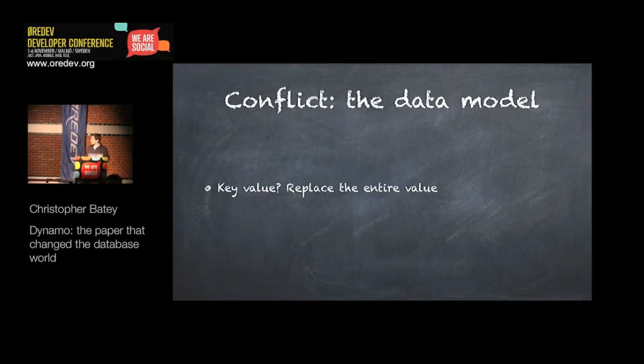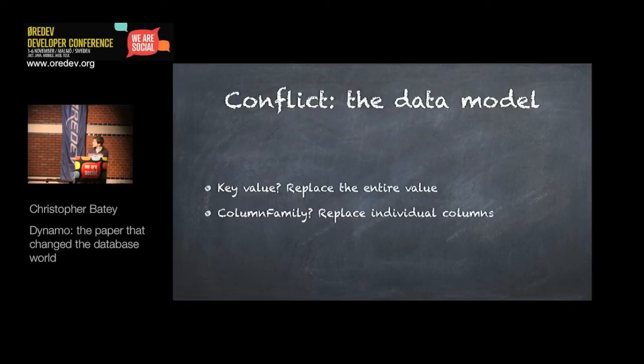So if we're in a key value store, this is kind of scary, because a key value store has to replace the entire value. So if you want to update one field in a key value store, you have to read it, deserialize it, update it, send it back. If you accidentally lose an update, one of the values, you're going to lose all of it. You're going to lose the entire value.